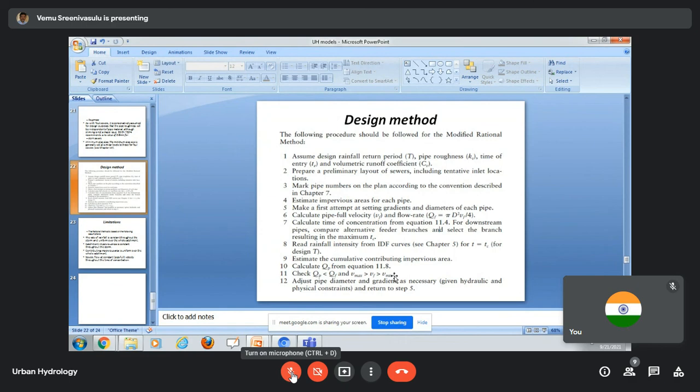Right? You can take a small project also, take any area, Kakinada or Rajahmundry, and do this type of analysis. Very useful also. Okay, look at the existing network and cross-check this.